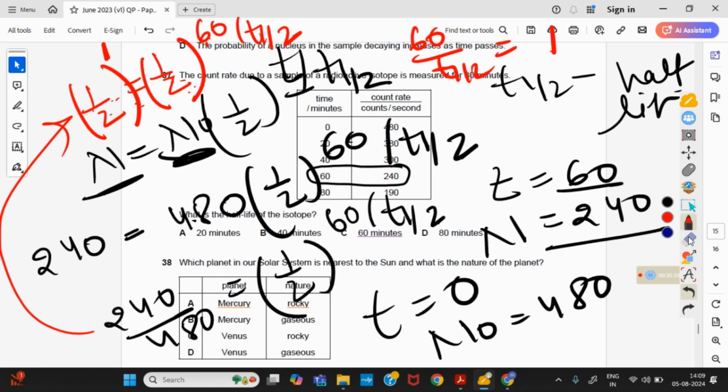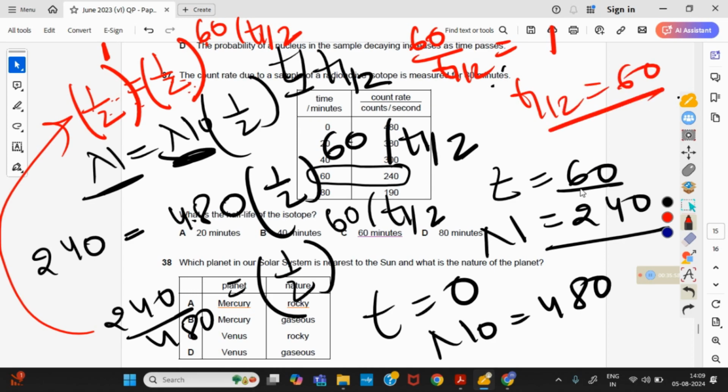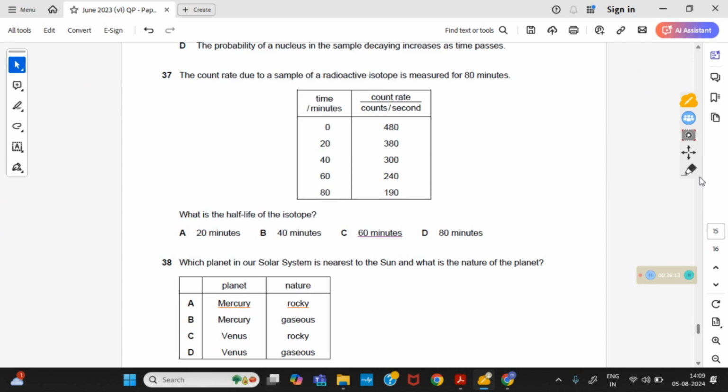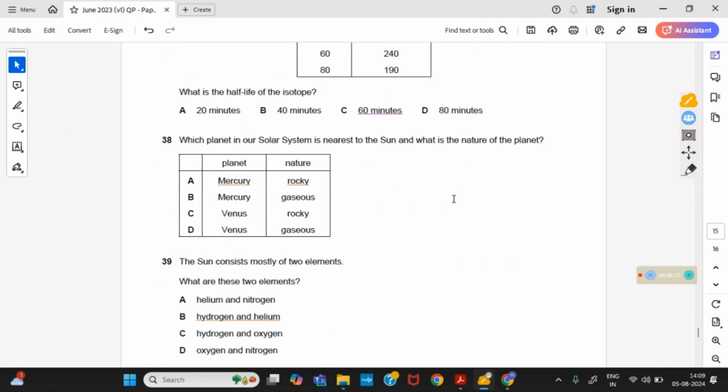It means T half is equal to 60. Time is given in minutes here, so the answer is 60 minutes. Revise exponents, how to solve them. The mathematics is important to understand.